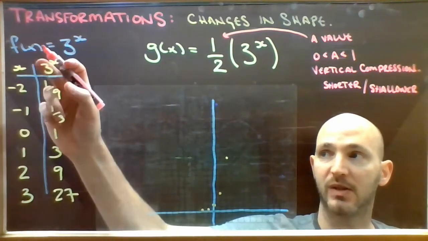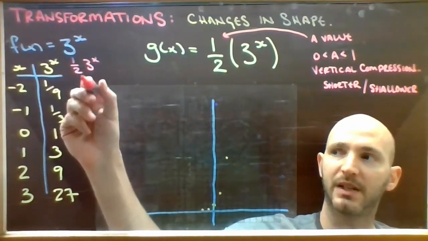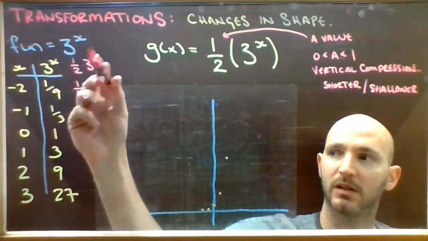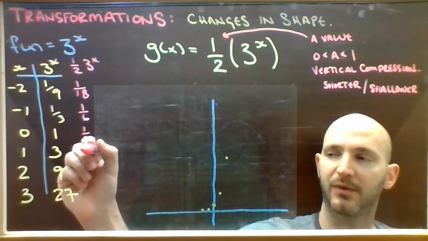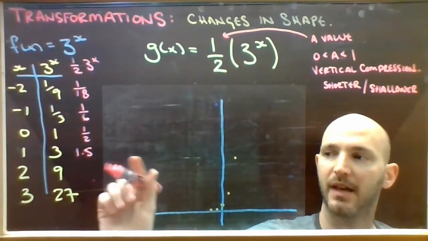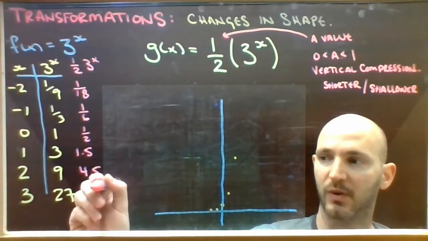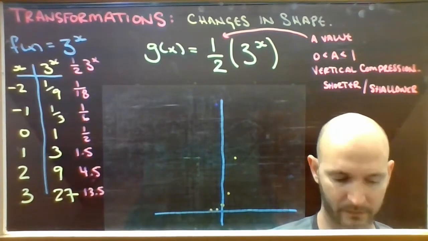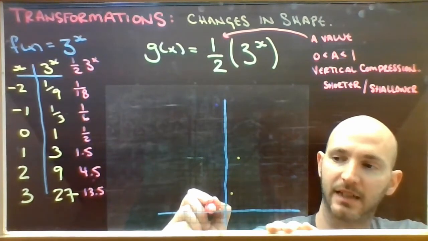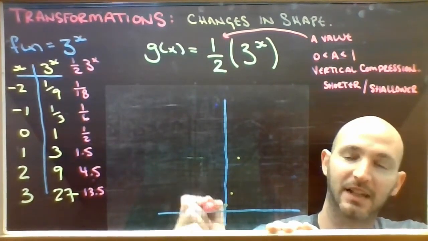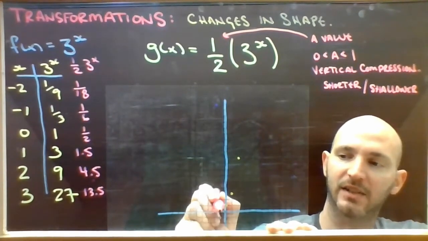Well, these are the values of 3 to the exponent x, and I only want half that. So half of 1/9 is 1/18. Half of a third is a sixth. Half of 1 is a half. Half of 3 is 1.5. Half of 9 is 4.5. And half of 27 is 13.5. So when x is -2, instead of a 9th, I'm at an 18th. I can't really tell the difference over here. Instead of a third, I'm at a 6th. Again, it's hard to tell.